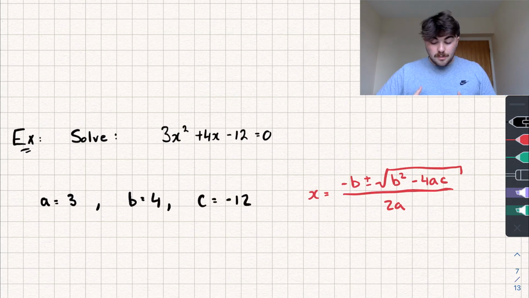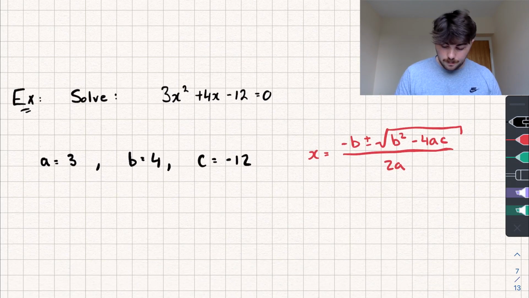So at this point, some of you may have a calculator where you can literally just input a, b and c, or 3, 4 and negative 12 in, and it will instantly give you the correct solutions for x. It will do all the work for you. If you don't have a calculator that will do that, I'll work it out manually just to show you how you would do it.